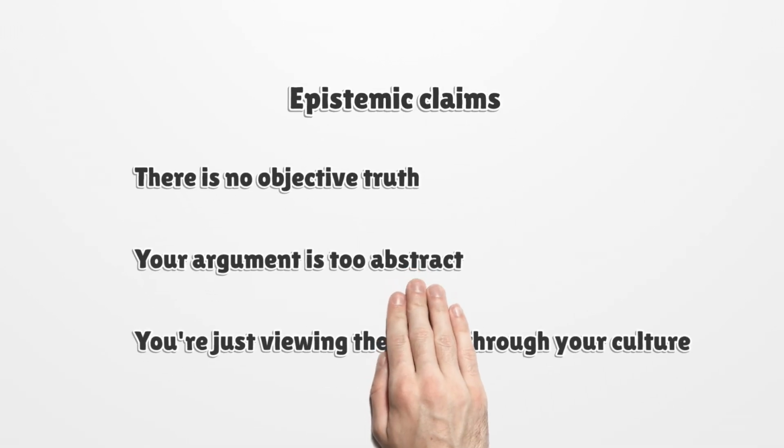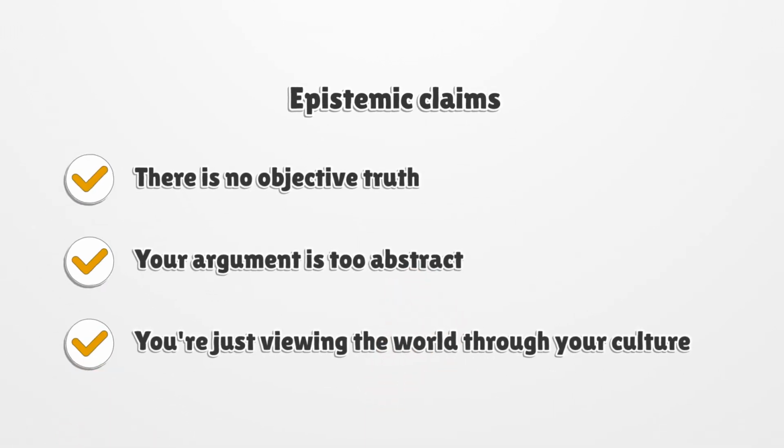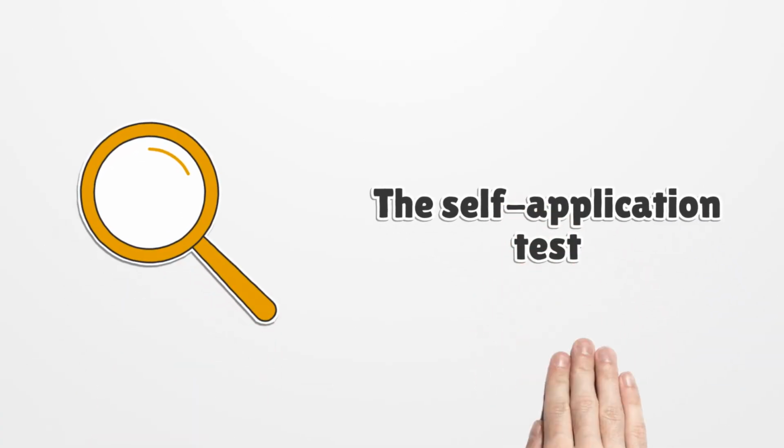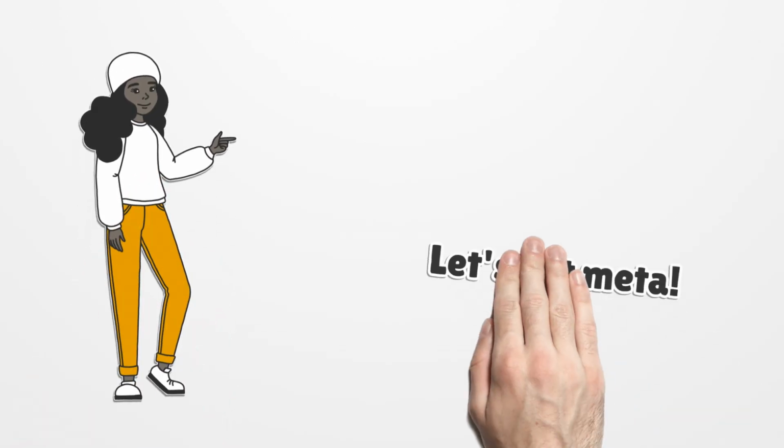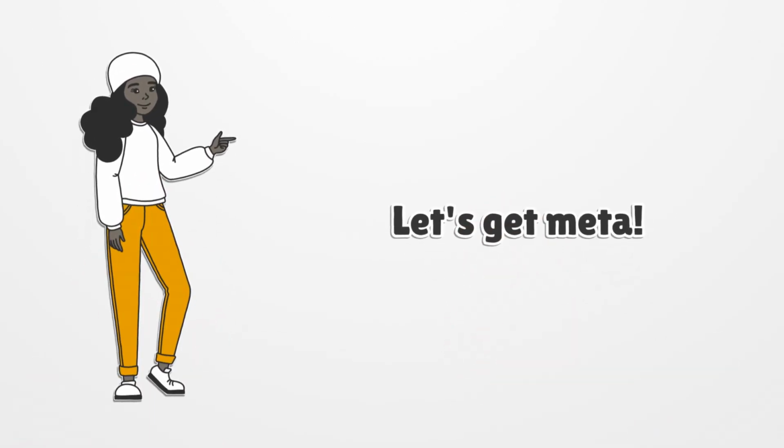Have you ever heard someone making a claim like, there is no objective truth, that argument is too abstract, or you're just viewing the world through the lens of your culture? Have you thought that there's something wrong with those claims but can't quite explain why? In this video, we'll explore an easy way of testing whether claims like this can be true by applying them to themselves. So let's get meta and learn about the self-application test.